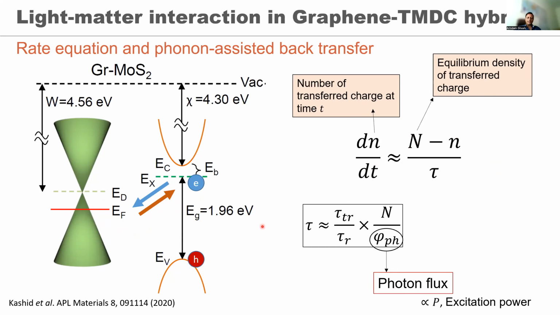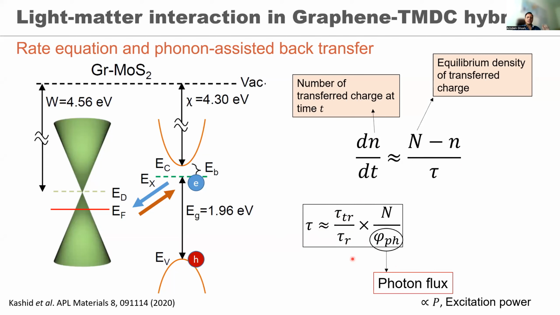And if you look at the final output, this time scale tau will eventually determine how fast you are going to transfer the electrons into graphene. It essentially depends on two parameters: tau_T, which is called the charge transfer time, the time it takes for the electron to go from the chalcogen layer to the graphene layer. That time is on the order of 10^-14 to 10^-13 seconds.